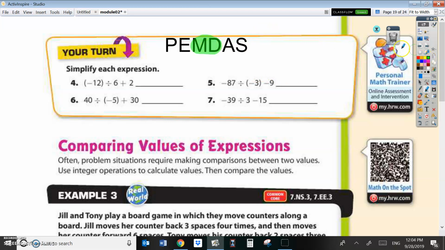Okay, multiplication and division first, and then addition and subtraction next. Divide here first, divide here first, divide here first, divide here first, then do your addition or your subtraction. Negative 12 divided by 6 is negative 2. Plus 2 is 0. 87 divided by 3 looks like 29. Again, negative divided by a negative is a positive. 29 minus 9 is 20.